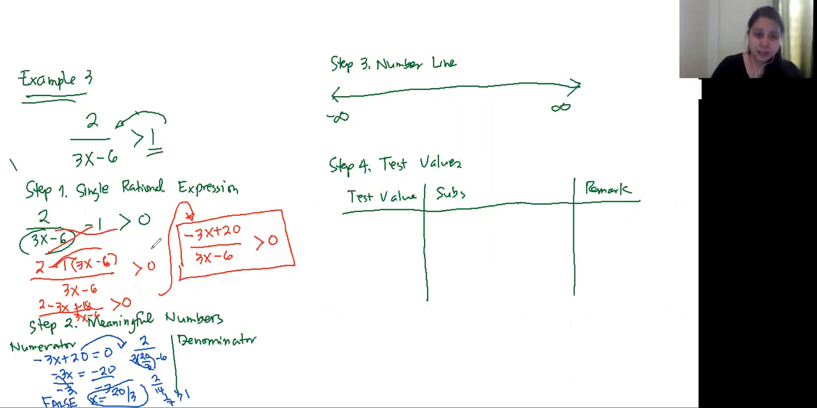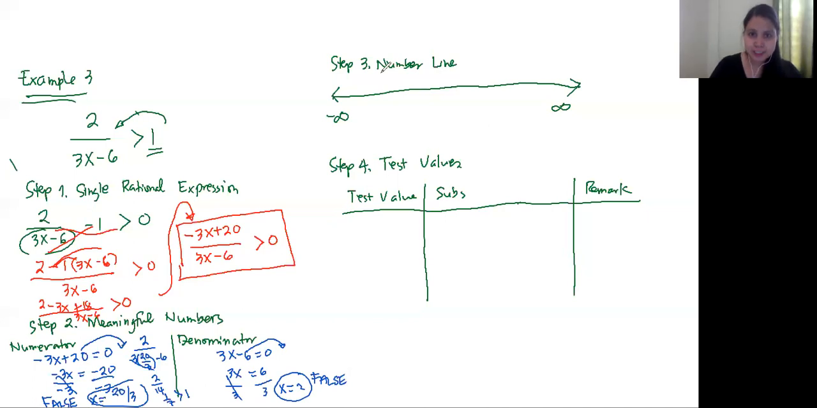For the denominator, we have 3x minus 6 equals 0. We do transposition. 3x equals 6. Divide all by 3. So x equals 2. And remember, for the denominator, it's always false. So we plot now our number line.